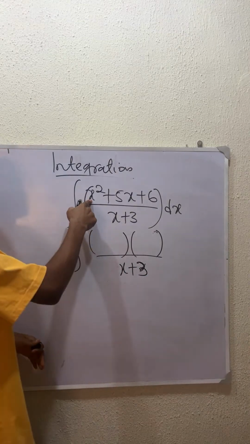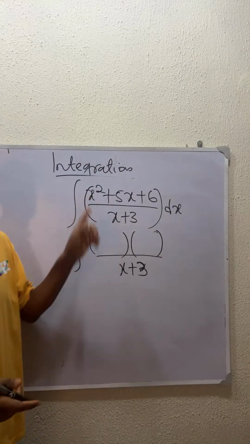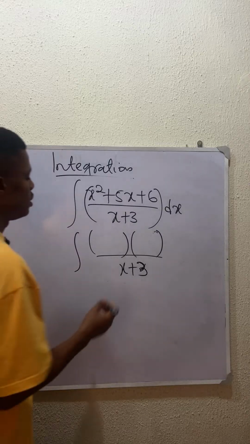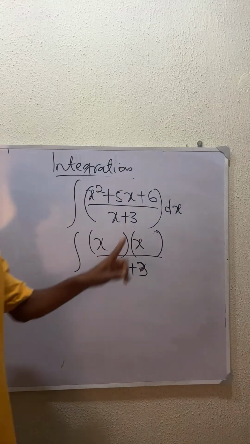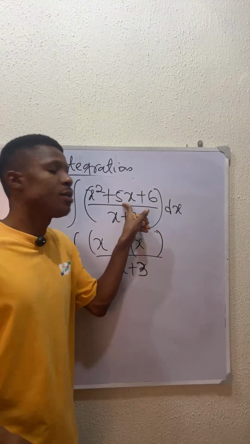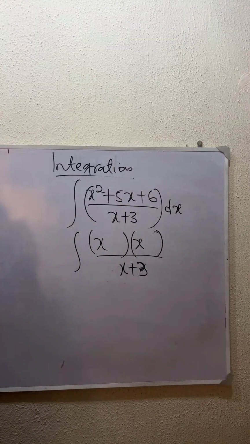So x squared, the leading coefficient here is 1, right? So 1 multiplies to get x squared. You can see that x times x gives x squared. Now tell me the two numbers that multiply to get 6 but add up to get 5.